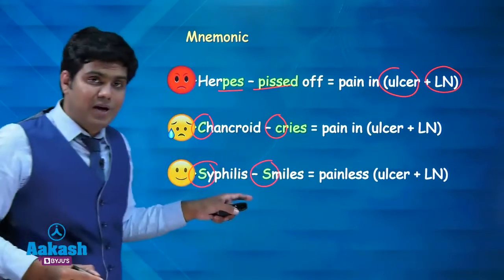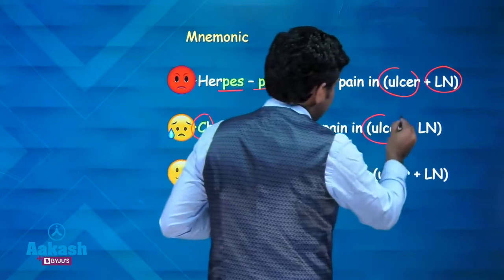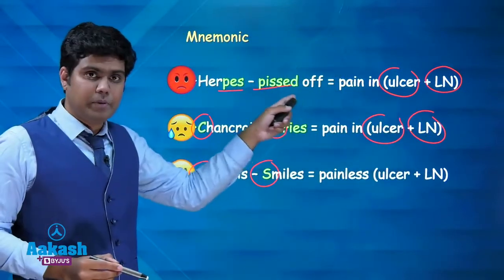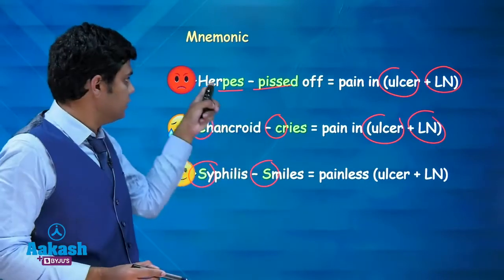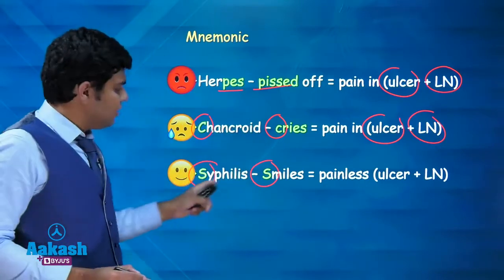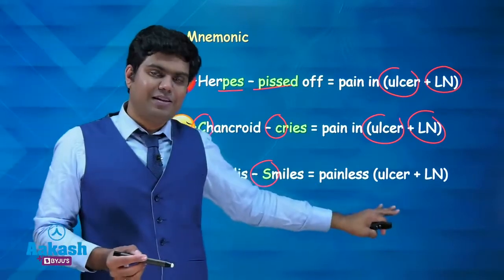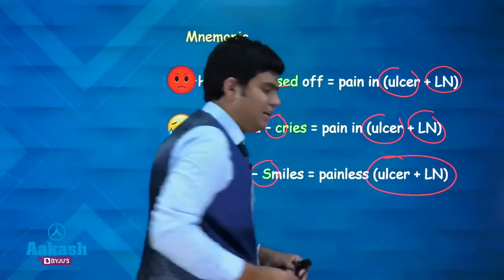So you can remember it, chancroid cries. Why? Again, pain. So pain in ulcer, pain in lymphadenopathy. So you have got the mnemonic here, herpes, painful, chancroid, painful. So two causes of painful genital ulcer, herpes and chancroid. Syphilis smiles. Why does it smile? Because the syphilis patient has a painless ulcer, painless lymphadenopathy. So no pain. He is very happy.